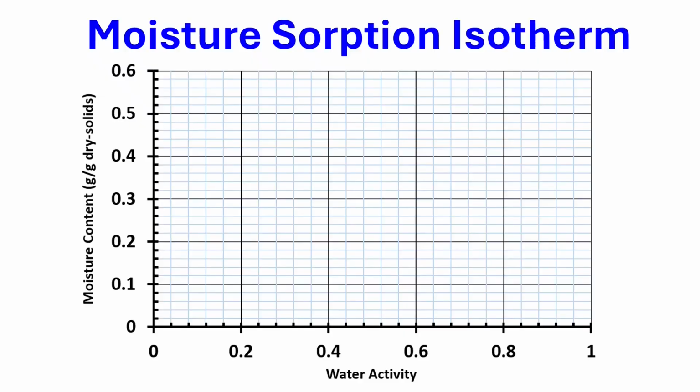A moisture absorption isotherm is a graphical representation showing the equilibrium relationship between water activity of a sample or relative humidity of air surrounding and the moisture content of a sample at a specific temperature. I am showing a typical moisture absorption isotherm of a food. Y-axis is the moisture content as gram per gram dry solids, and x-axis is the water activity of a food or relative humidity of the surrounding air.